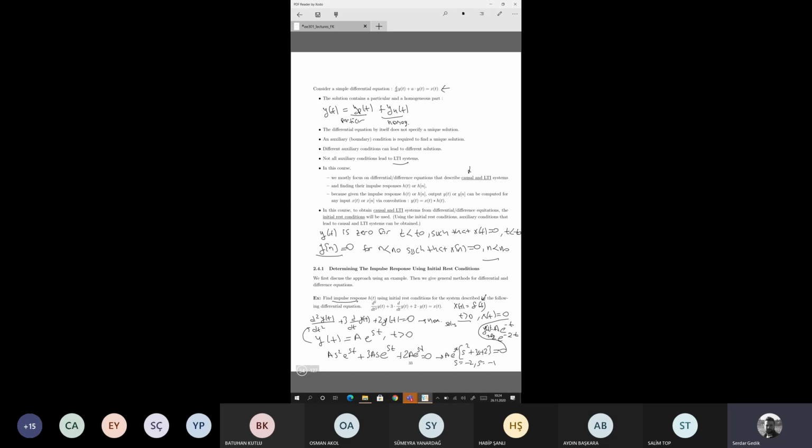Okay, I assume that input is 0, so I know that the solution has the form a times e to the power st. When I find and solve the characteristic equation, I have minus 2 and minus 1 as the roots. So y of t in homogeneous form is in general a1 times e to the power minus t plus a2 times e to the power minus 2t. So this is my homogeneous solution.